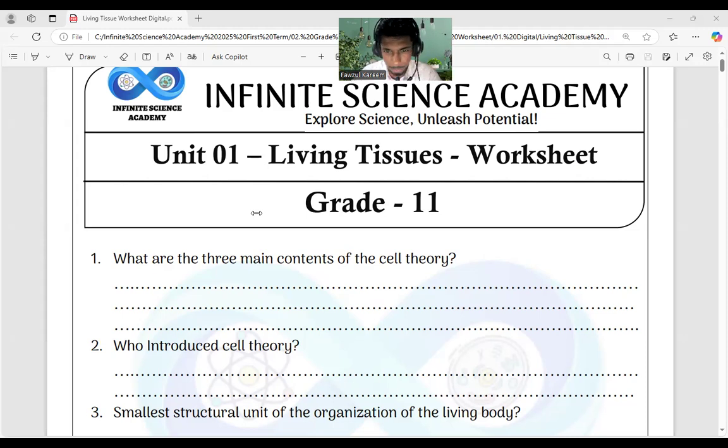So those are the worksheet. You can put a thumb mark, and those who don't have the worksheet, just put a no or something. Okay. Some of them have the worksheet, and some of them don't.